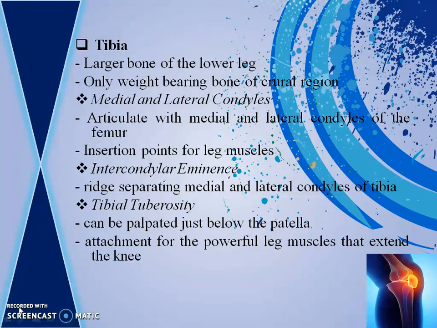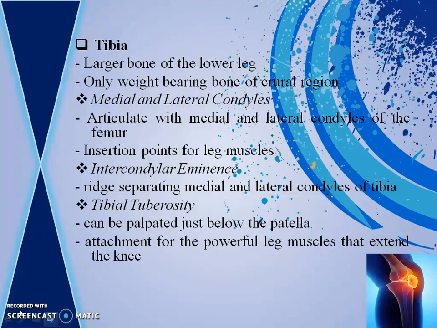These articulate with the condyles of the femur to form the lateral and medial tibiofemoral joints, which make up the knee joint. The inferior surface of the lateral condyle articulates with the head of the fibula. The slightly concave condyles are separated by an upward projection called the intercondylar eminence. The tibial tuberosity on the anterior surface is the point of attachment for the patellar ligament. The fibular notch articulates with the distal end of the fibula to form the distal tibiofibular joint.